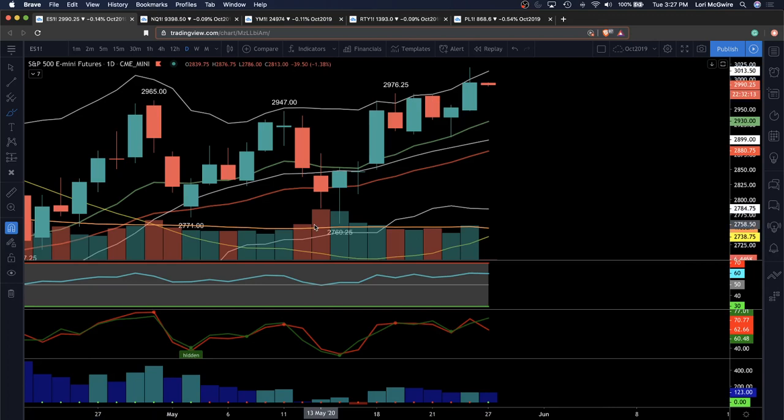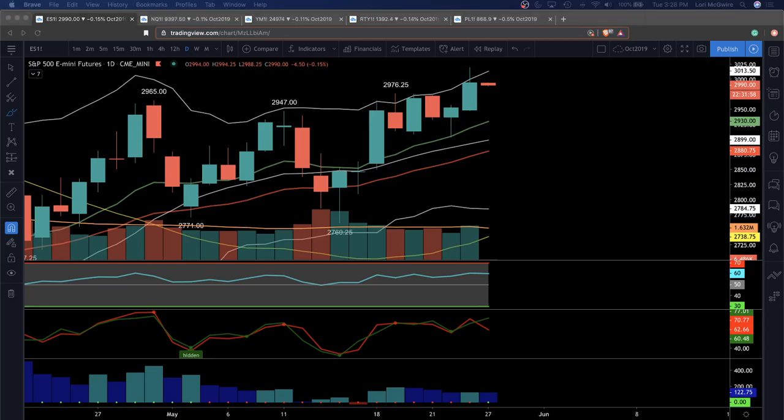XLF really carried ES today, just did all the heavy lifting. Banks were on fire. And in physics, when things are in motion, they tend to stay in motion. So I would anticipate another bullish day tomorrow for XLF names. I will wait for price to confirm before I enter a trade, but just something to be looking out for.